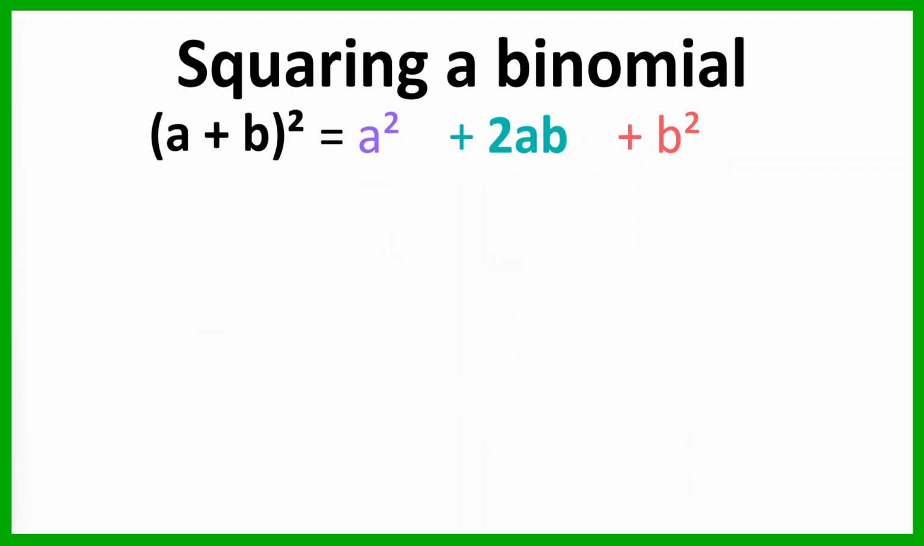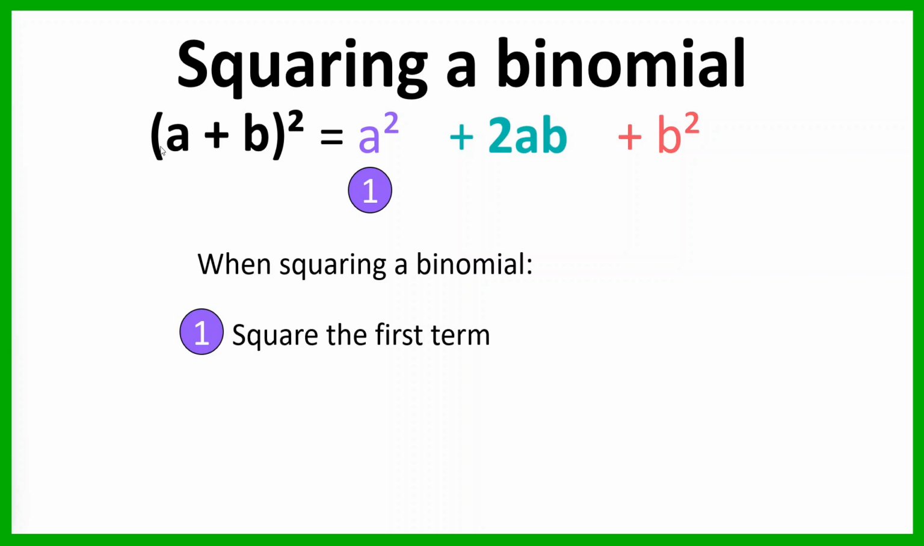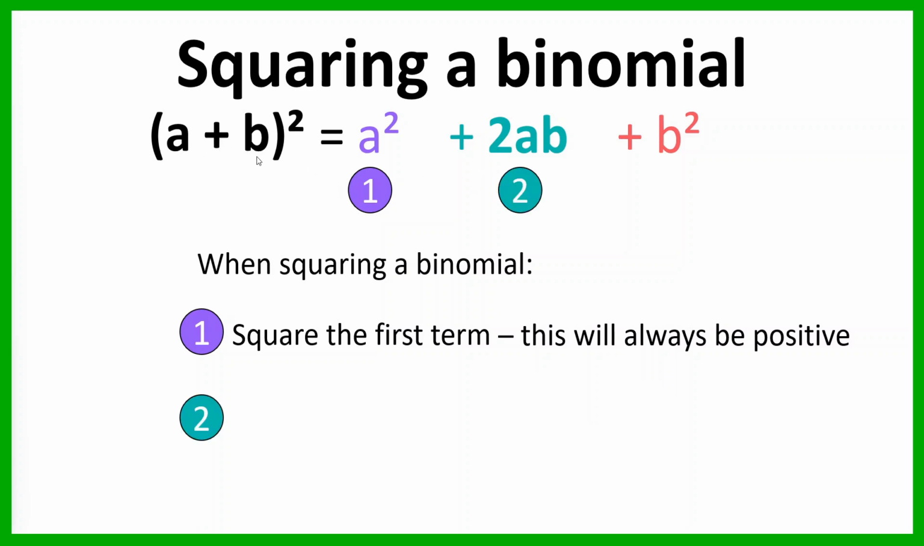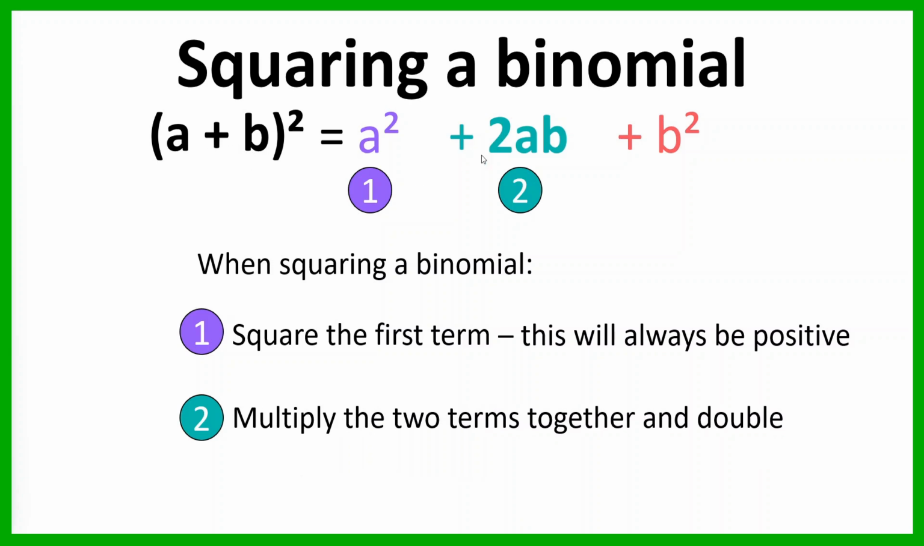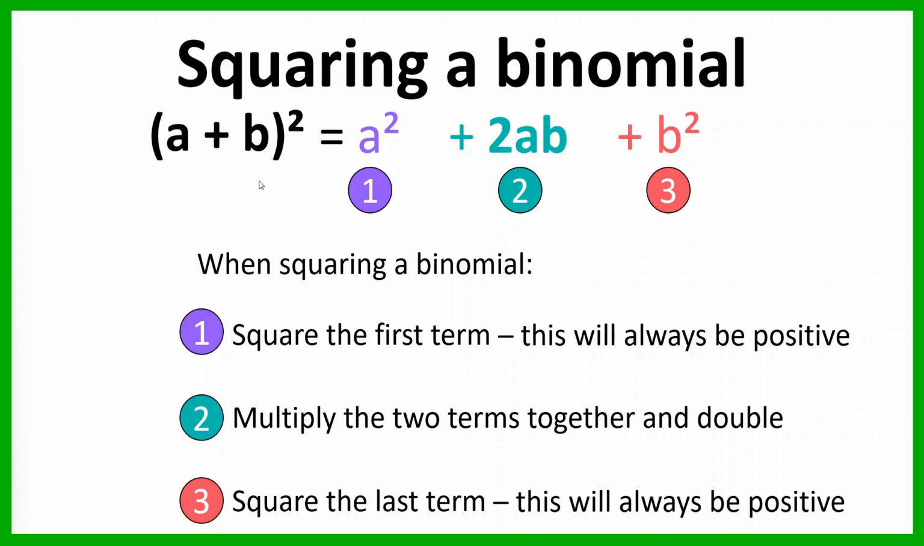So the shortcut when you are squaring a binomial, to get the first term, you need to square the first term in the polynomial. So if it's a, you square it and you get a squared. Whatever the first term is, you square it, and that will always be positive. Then to get the second term or the middle term, you're going to multiply the two terms together and double it, because if you were to do it normally, you would find that the middle two terms would be the same, so when you add it together, it's the same as doubling it. And then to get your last term, you need to square the last term in your binomial, and that again will always be positive. Okay, so that's for squaring a binomial.